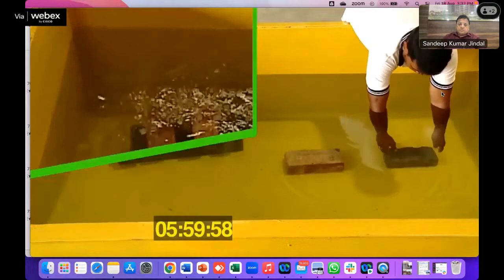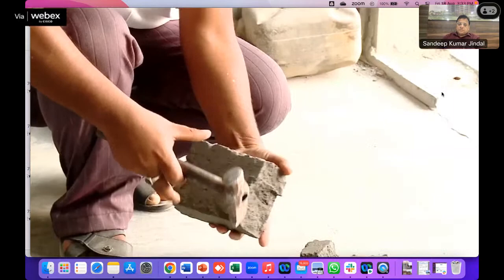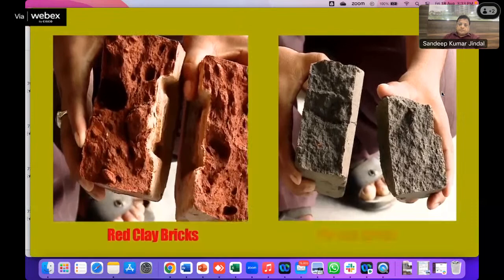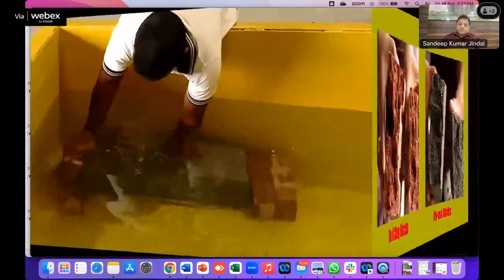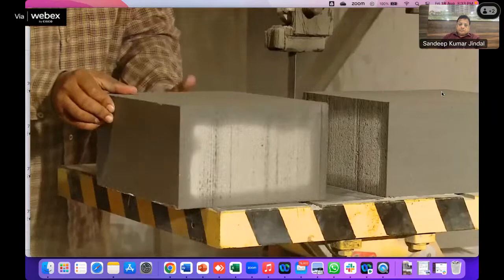After 6 hours, water seeps inside the two bricks, which can be clearly seen when cut into two. This makes the red clay and fly ash bricks heavier during curing. When the AAC block is taken out after 6 hours and cut, one can visibly see that the core of the block is still dry.